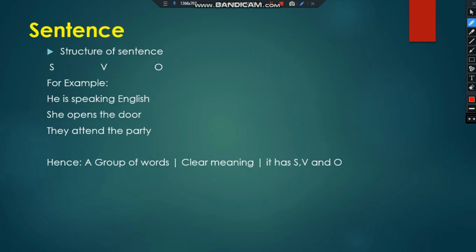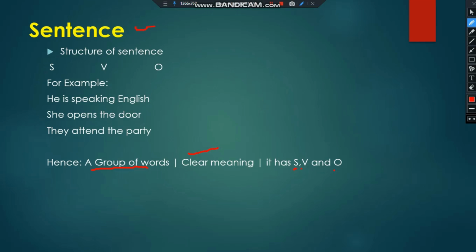From here we have this idea that a sentence is basically a group of words, right? A group of words, but it has a very clear meaning. The meaning is quite clear, and it also has subject, verb, and object. Since we have seen all these things, a sentence is basically a group of words, and it has clear meaning, and it must have subject, verb, and object.